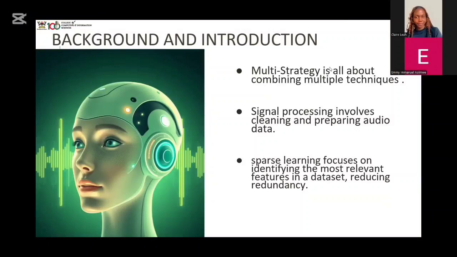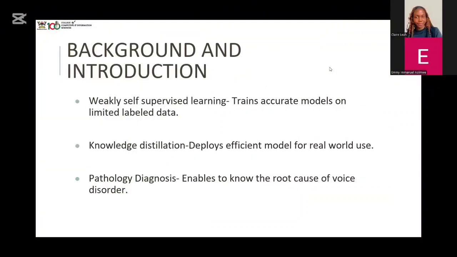And also another part, we have sparse learning that focuses on identifying the most relevant features in the dataset, and this reduces the redundancy. And continuing, here we have weakly self-supervised learning, and it trains accurate models on limited labeled data. Medical datasets often lack annotations due to privacy, and weak supervision bridges this gap, enabling the models to generalize even with sparse expert-labeled data.